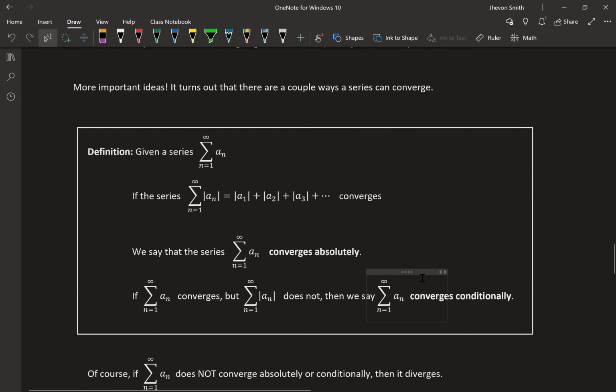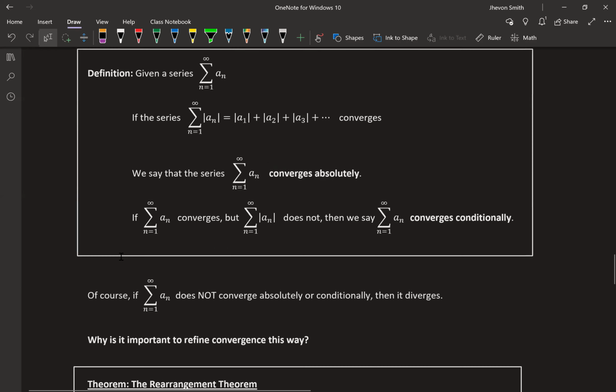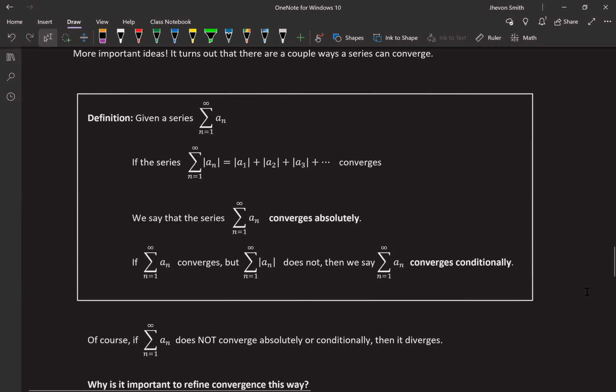So here, given a series a_n, right? It's just an infinite sum. If the series of the absolute values, right? So I put absolute values around all the terms and I add up all those terms. If that new series converges, we say the series converges absolutely. Meaning it converges with absolute values around all the terms.